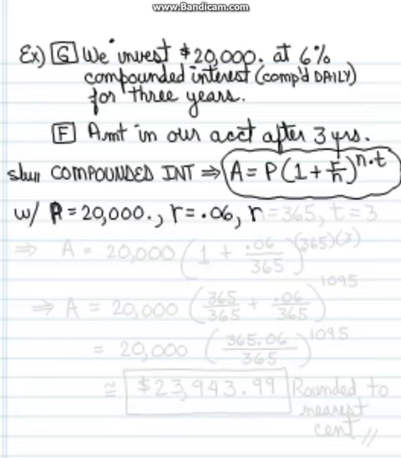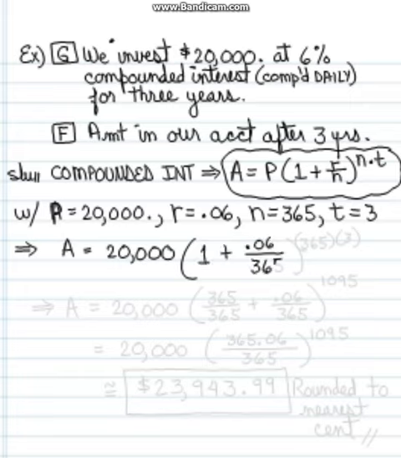Now think about this. It is compounded daily. There are 365 days in a year, so the number of compound periods per year, N, is 365, and the time is in years, 3 years, so T is 3. Plug those values into the formula, which gives us A equals, in place of P, put 20,000, parenthesis 1 plus, in place of R, put 0.06 over N, 365, raised to the N, 365, times T, which was 3. There it is. There's our answer.